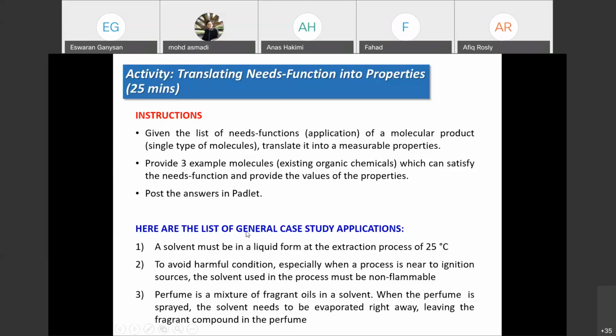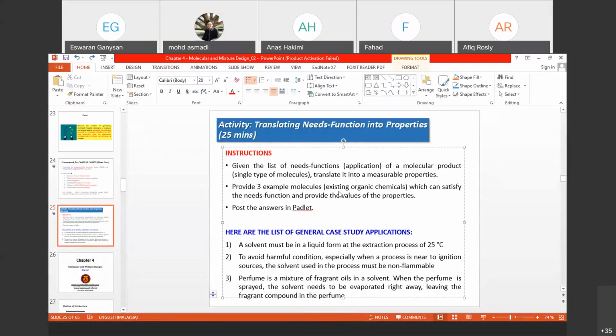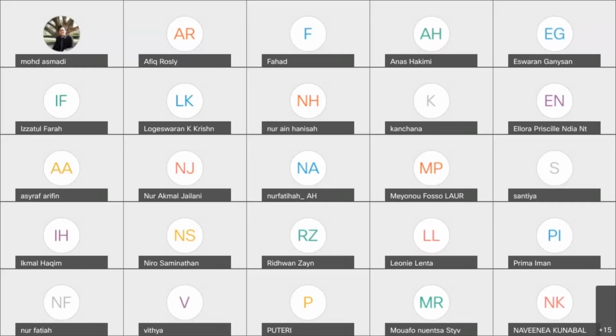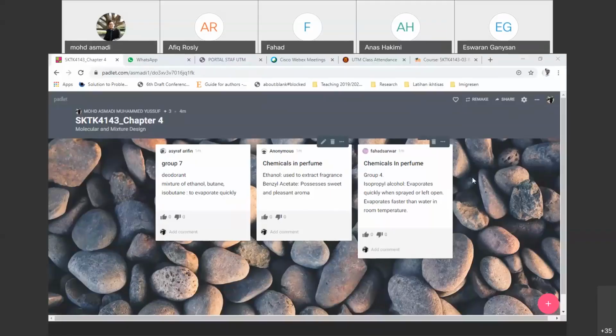Deodorant. Okay, let me share this one. Should we share? Let me share. Ashraf Arifin, Group 7. I think we have 14 groups, right? I hope all the groups can.